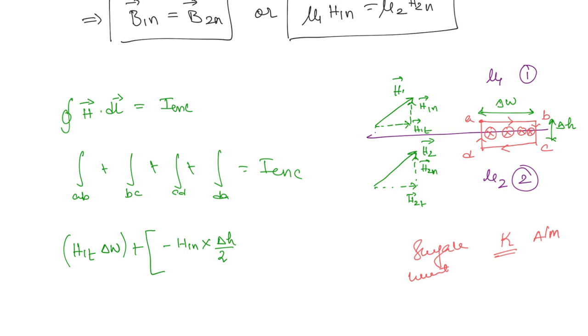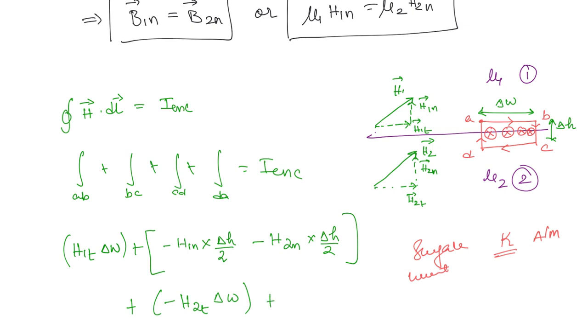Okay, so here you're going to get minus h2n into delta h by 2. This is because of BC. Okay, and then because of CD, again what will be the vector here? This is the length vector delta W, and the parallel magnetic field component is h2t, but it is in the opposite direction. Okay, so you're going to write it as minus h2t delta W.